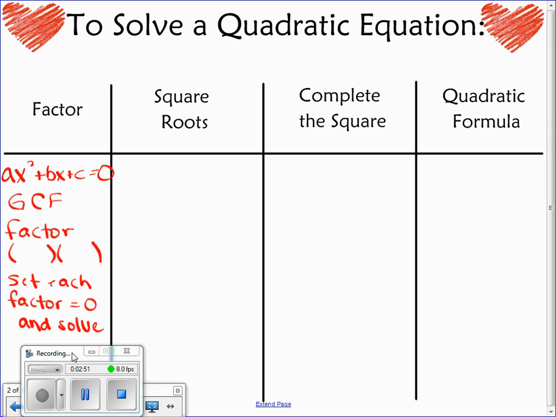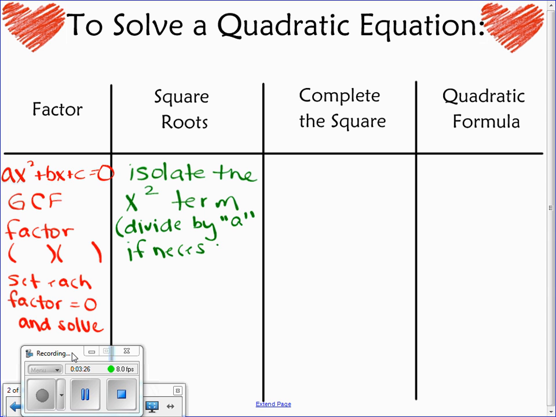All right, so this is the method we've already done. Today we're going to learn the square root method. Okay? It's different. Like factoring, you wanted to set it equal to 0. With the square root method, you do not want to set it equal to 0. You want to isolate the x squared term. So you want to get the x squared totally by itself. So you might want to put in parentheses, divide by a if necessary. A lot of students forget that step there. All right, so get the x squared term by itself, divide by the a if there is one.